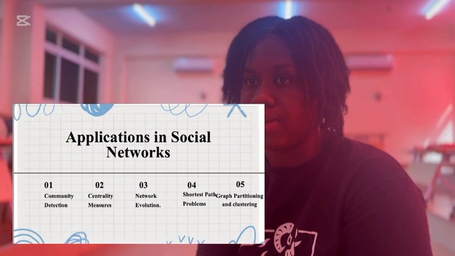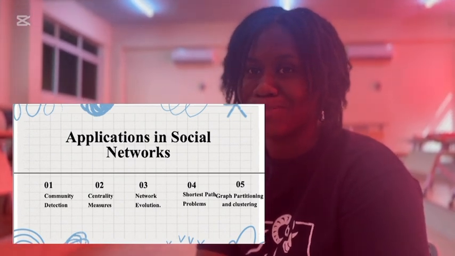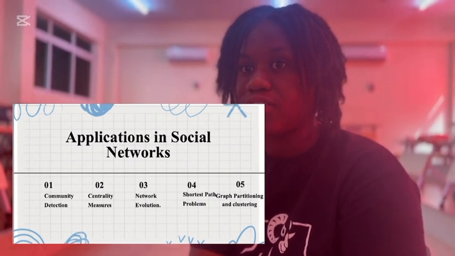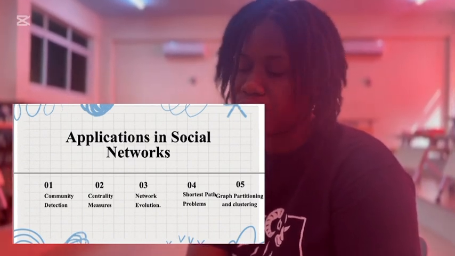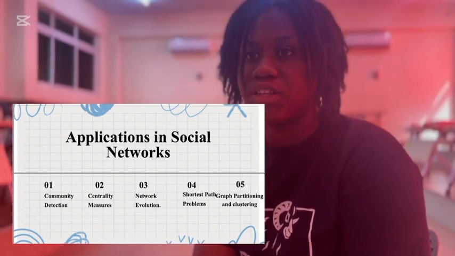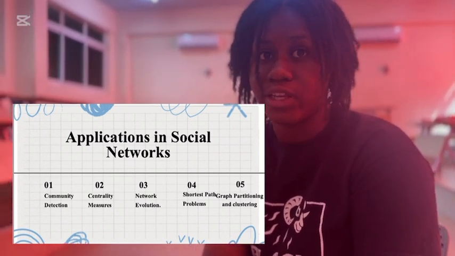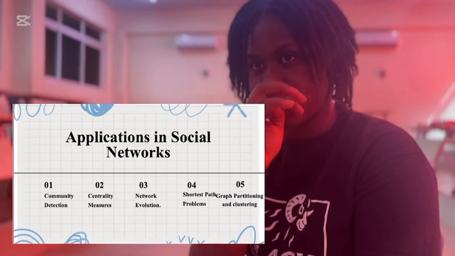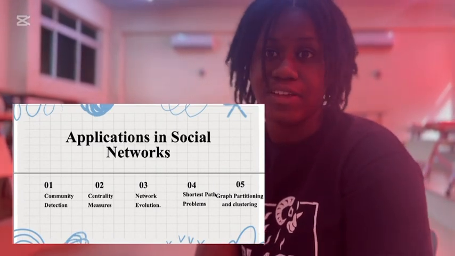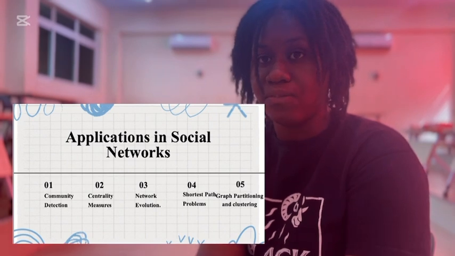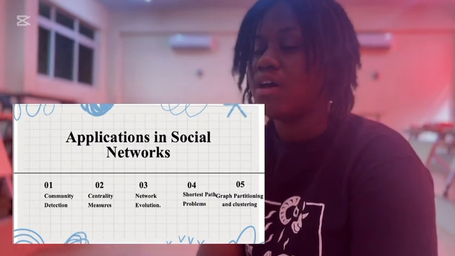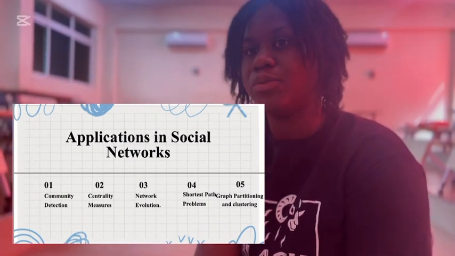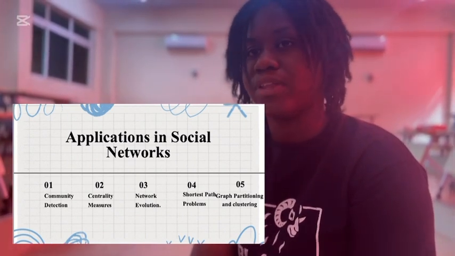Let's explore some key applications. 1. Community detection. Community detection algorithms use graph theory to identify clusters of users within a network who share common interests or interact more frequently with one another. These insights are invaluable for improving recommendation systems, such as suggesting friends on Facebook or tailoring content on platforms like Instagram and YouTube. For example, Netflix uses similar techniques to recommend shows to groups who share similar viewing habits.